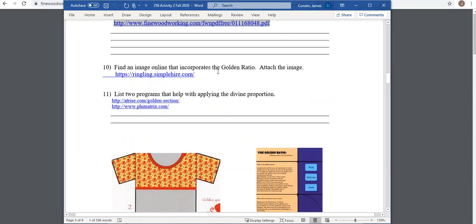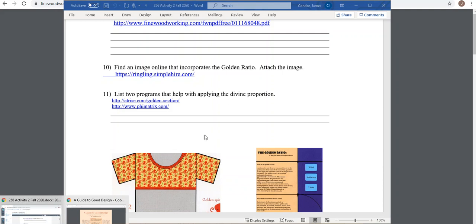Find an online image that incorporates the golden ratio. So you can go online and find things. And I want to show you this one you're all familiar with, hopefully.